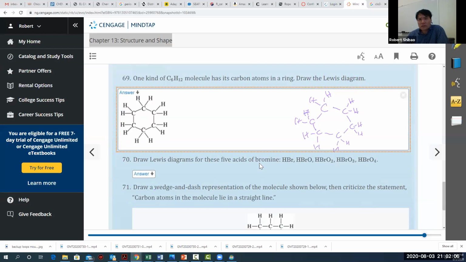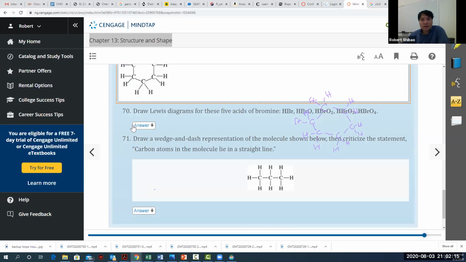Okay, draw the Lewis structures for the 5 acids of bromine. All right, this is probably a good place to take a break. So let's take a break and then we're going to look at number 70 to do next.